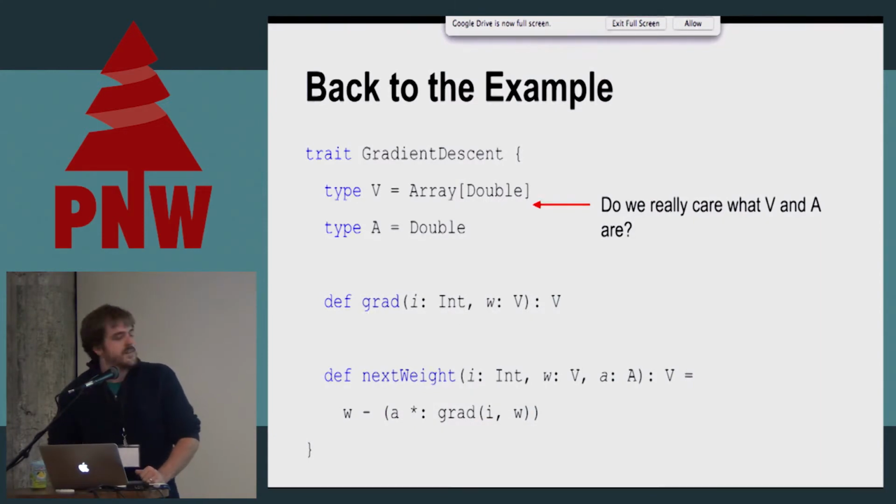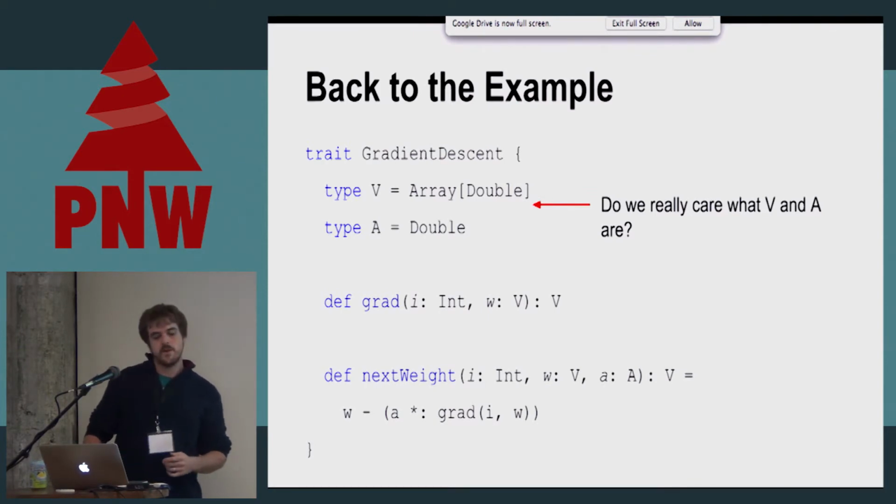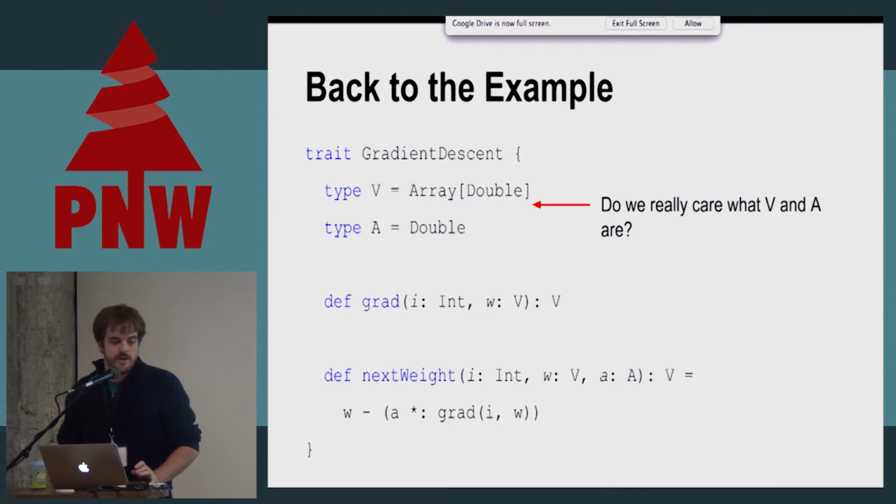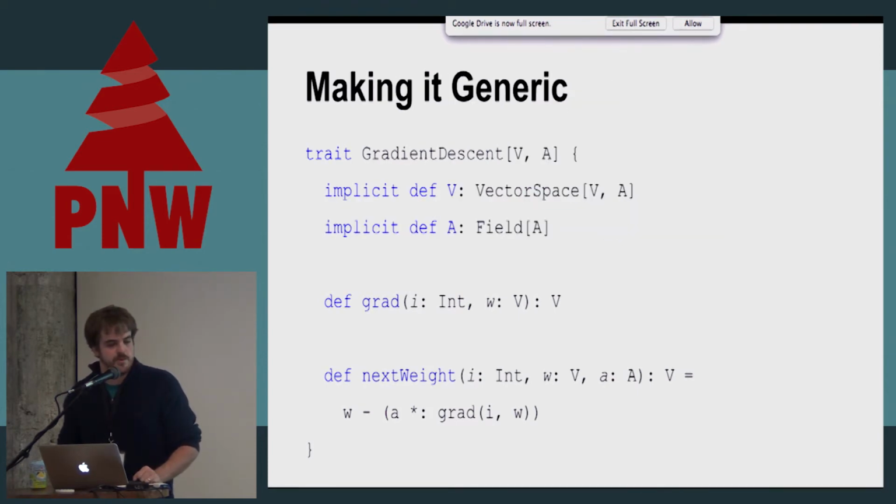Anyway, in this example, we had our type aliases before with V and A. The question is, do we really actually care what V and A are? I mean, here it's Array and Double, but they don't have to be Array and Double. If they just behave like we expect them to behave, then we can just get rid of them entirely. So we'll just put them in the type parameters instead, and then we'll just say that we require V is a vector space and A is a field. And this should hopefully do it for us.